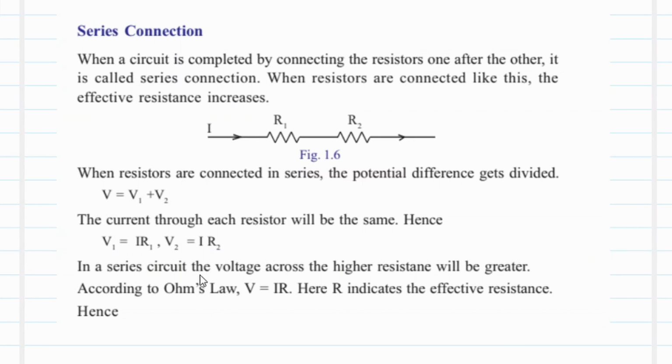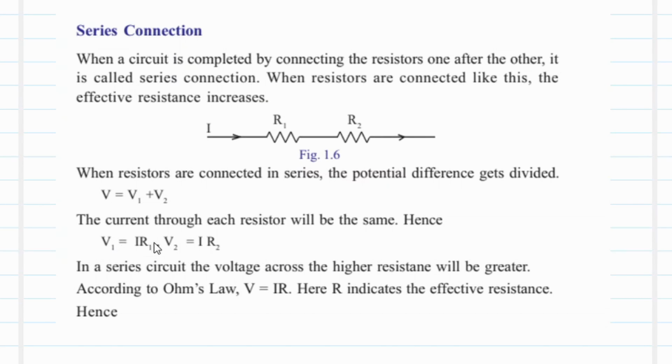So in a series circuit, as I already told, the voltage across the higher resistance will be greater. That means it is directly proportional. If the resistance increases, the voltage also increases. Got it? So it's directly proportional. If one increases, the other also increases. The same thing they are telling: if we use a high resistance, the voltage will be greater.